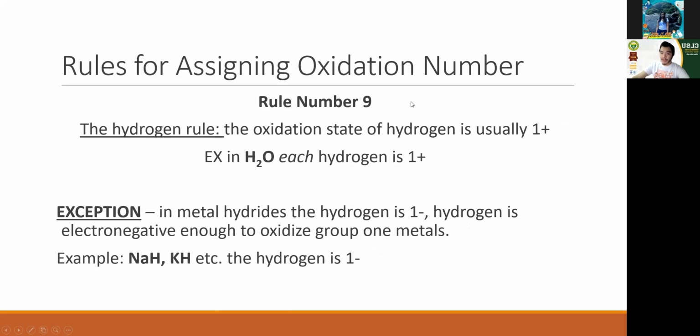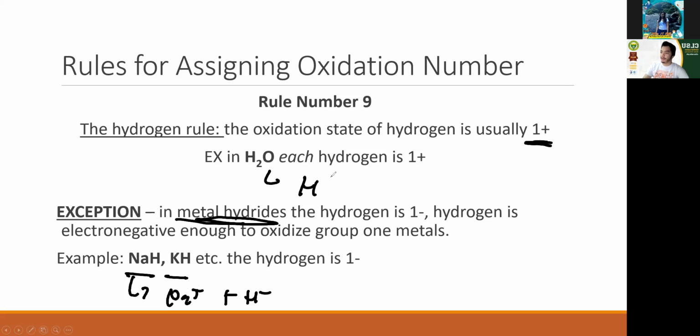And then rule number 9, dapat pala nauna si rule number 9. Hydrogen rule. Usually, si hydrogen daw is positive 1. Usually. Except sa metal hydrides. Pag metal hydride, si hydrogen is negative 1. So that is sodium hydride, potassium hydride. Kasi kapag pinaghiwalay natin ito, sodium plus H negative. Ito naman, pag pinaghiwalay natin, H plus O2 negative.